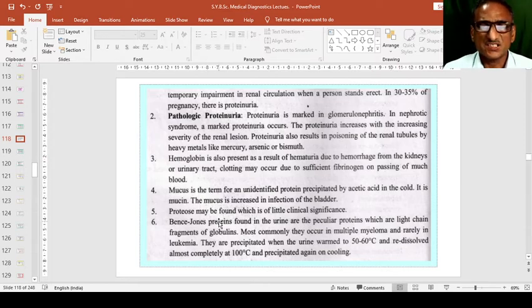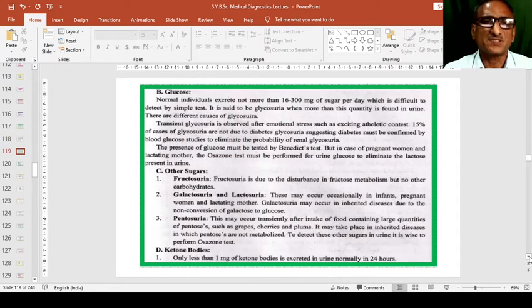Then mucus is the term for an unidentified protein precipitated by acetic acid. Then proteose may be found, which is of little clinical significance. Bence Jones proteins found in the urine are peculiar proteins which are light chain fragments of globulins, and most commonly they occur in multiple myeloma and rarely in leukemia. So these are the general symptoms.